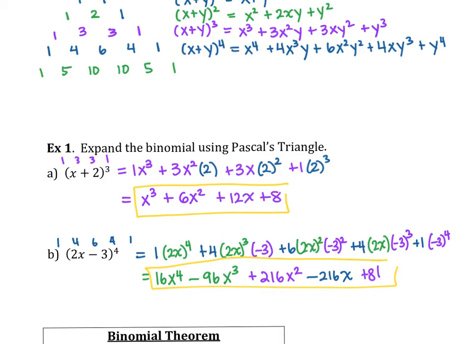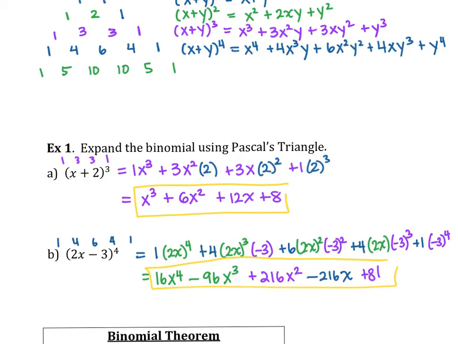Okay, now if this were to the 10th or something, I certainly would not want to have to write out the Pascal's triangle. Do 11 rows of Pascal's triangle. And if I only wanted one of the terms, I wouldn't want to have to do that either. So there's actually a pattern or a formula to get the coefficient. So I'm going to look back up to here.